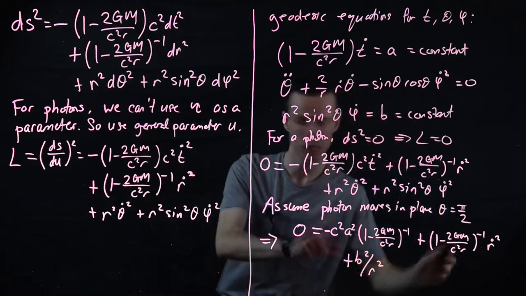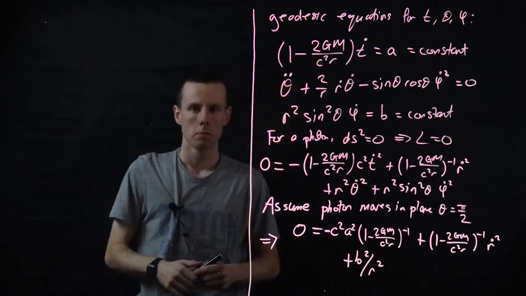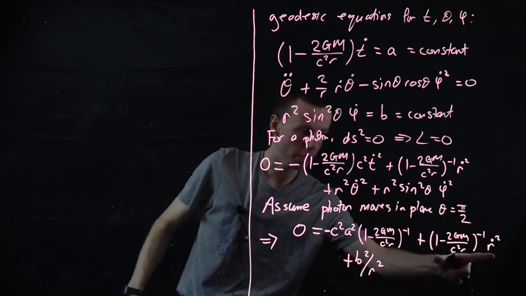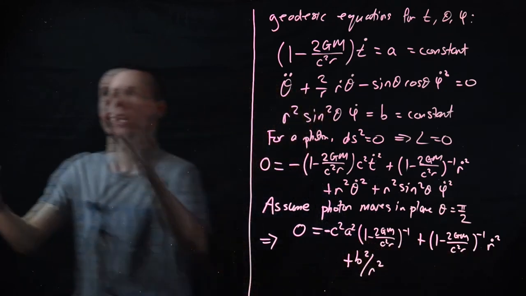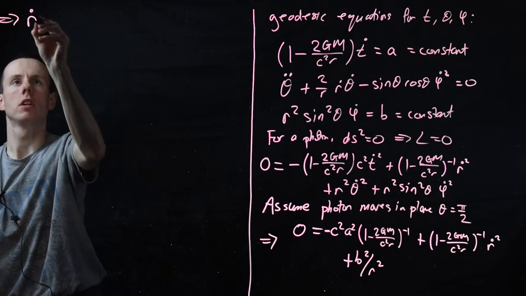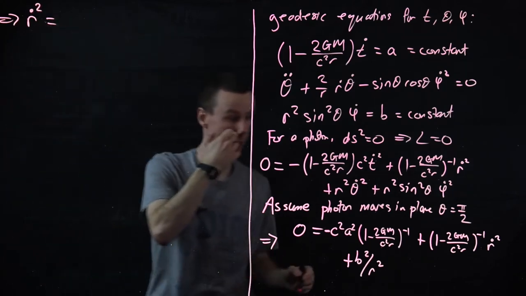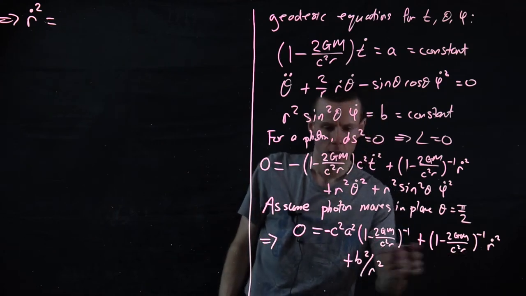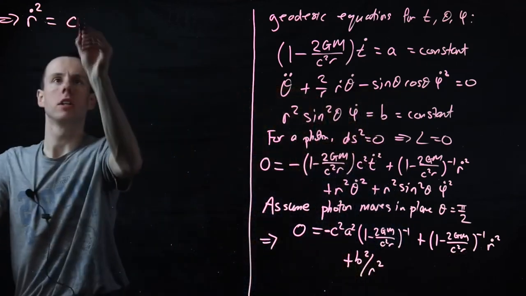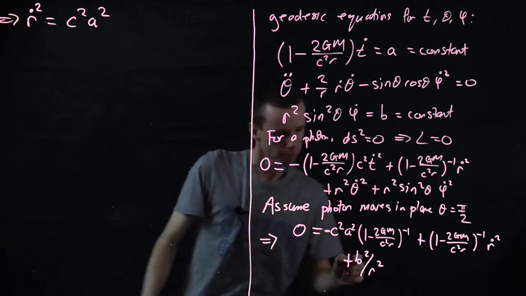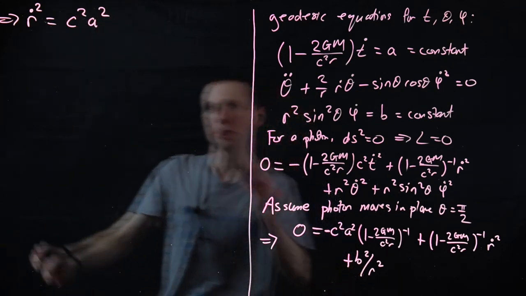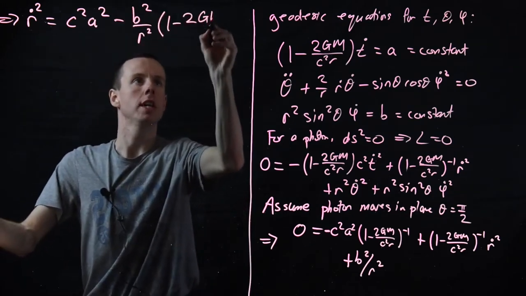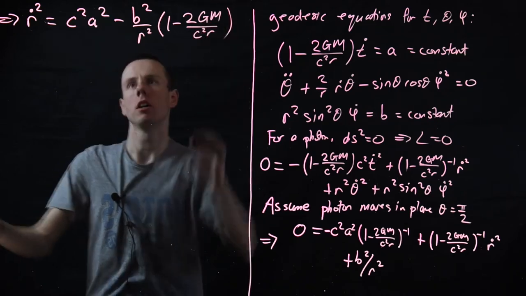Now let's bring that up here, and let's bring this term to one side. So we will have, therefore, r dot squared, and we'll do a couple of steps at once. We'll also divide through by this factor. So we will have c squared A squared minus B squared over r squared times (1 minus 2GM over c squared r).